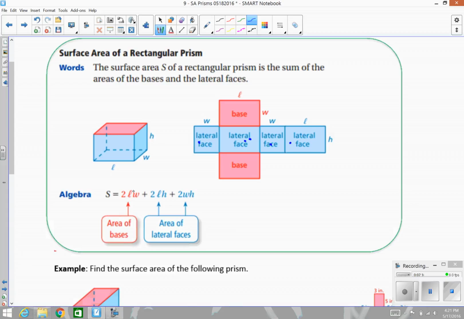There are two of those. So right here we have the area of the bases, and then we have 2 times the length times the height, so that means 2 of these, and then 2 times the width times the height, so 2 of these. When you add them all together, you end up getting all 6 sides of the prism.